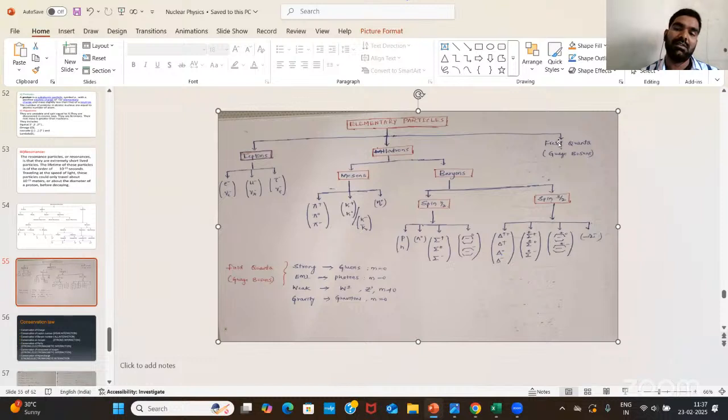So these are the field quanta. In the strong interactions, the gluons are the field quanta here. These are gauge bosons. In electromagnetic interaction, photons are the carriers. In the weak interactions, these are the carriers. In gravity, gravitons are the carriers here. Okay. Next, we will see the conservation laws here.